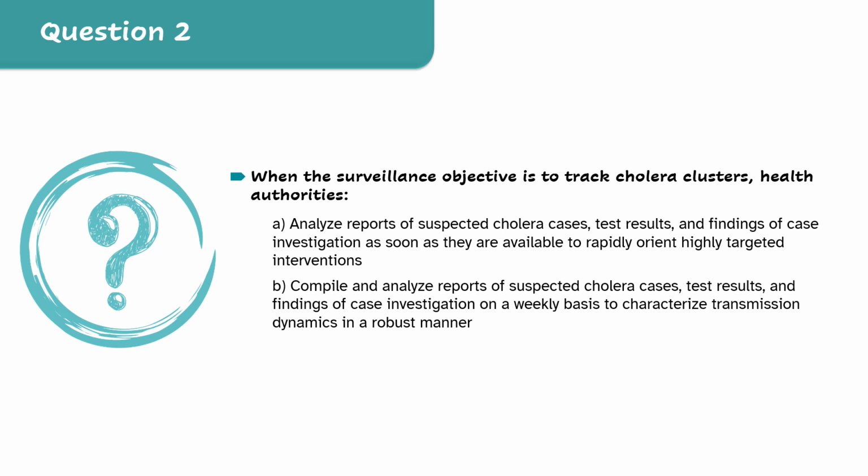Question 2. When the surveillance objective is to track cholera clusters, health authorities A. Analyze reports of suspected cholera cases, test results, and findings of case investigation as soon as they are available to rapidly orient highly targeted interventions. B. Compile and analyze reports of suspected cholera cases, test results, and findings of case investigation on a weekly basis to characterize transmission dynamics in a robust manner.